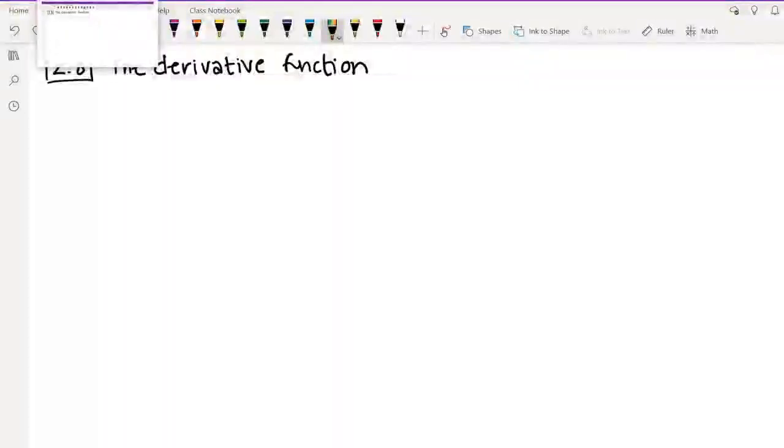Hi everyone. So in today's video, we are going to be talking more about the derivative function. We're going to be doing another example of using the limit definition to calculate the derivative function. And then we'll be talking more again about that relationship between what the derivative tells you about your original function, as well as some other technicalities about derivatives.